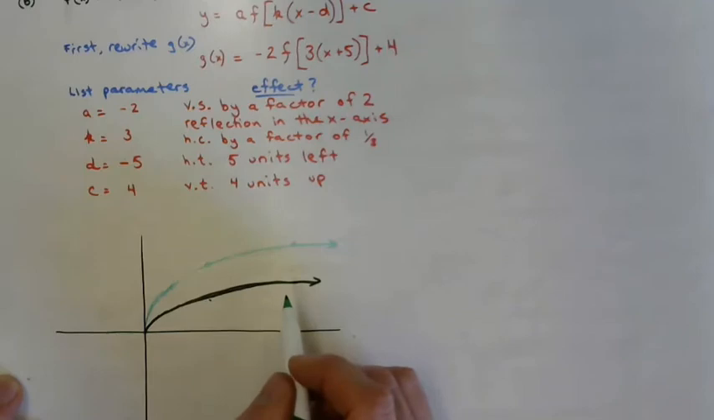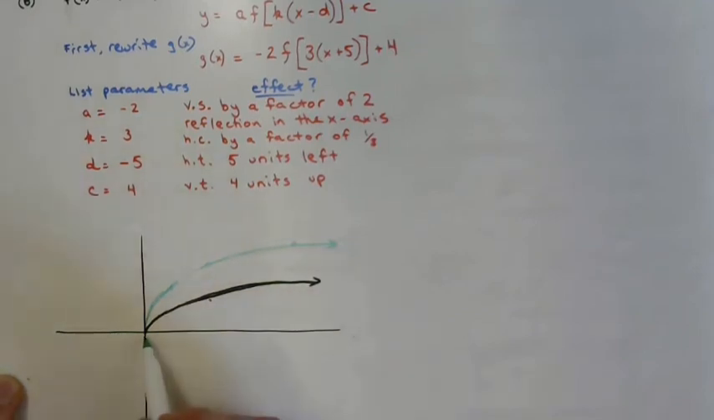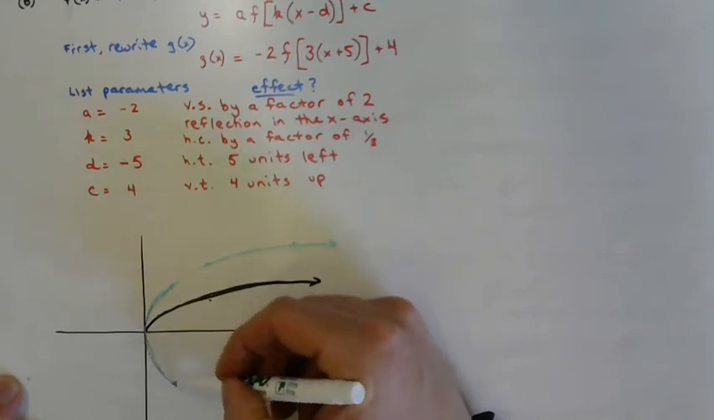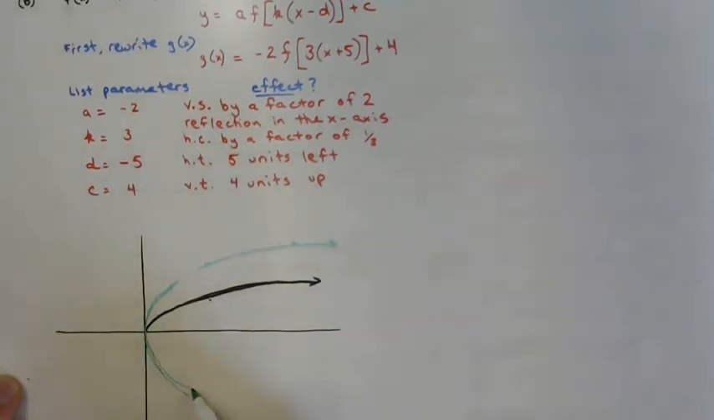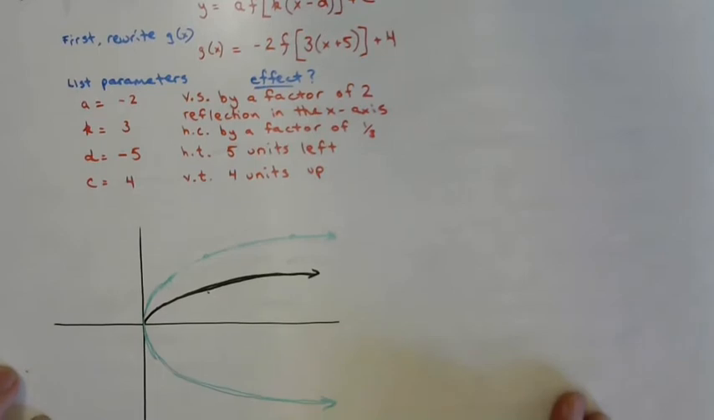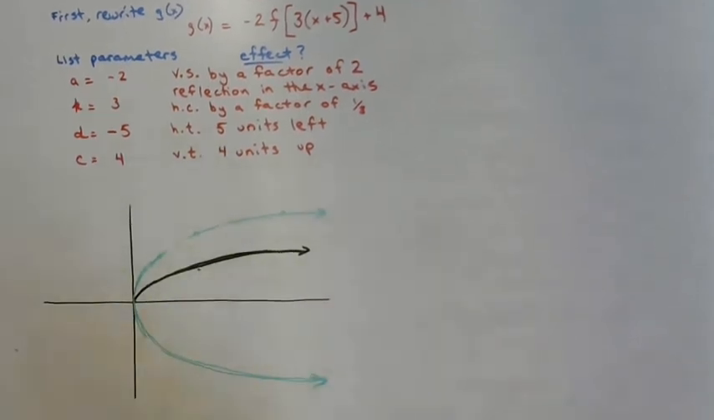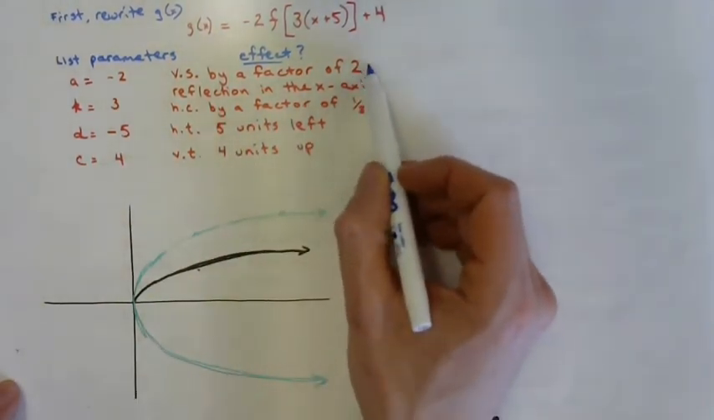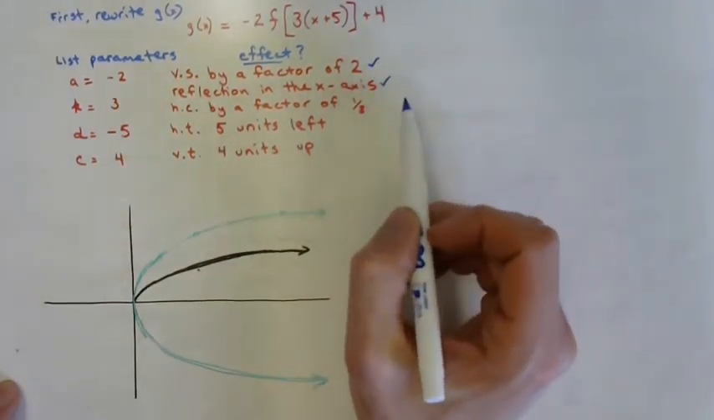Okay? And then I'm going to flip it. So all of the y coordinates become negative. It should look something like that. Yours is, of course, better because you have the grid lines helping you out. All right, we've taken care of A. I did a vertical stretch by a factor of 2 and reflected it in the x-axis.